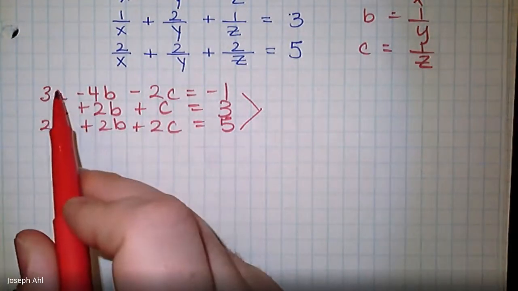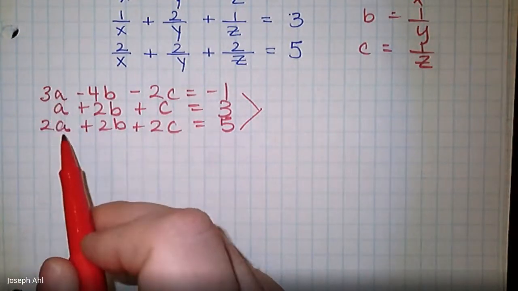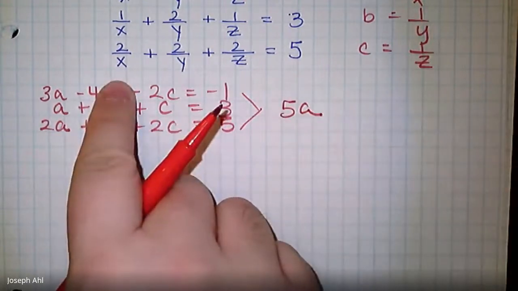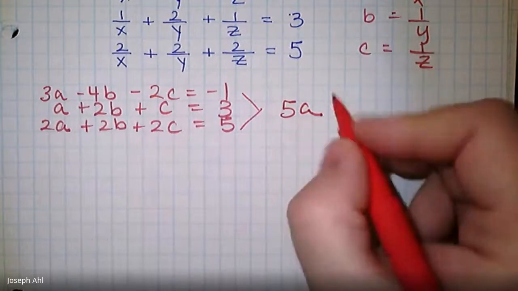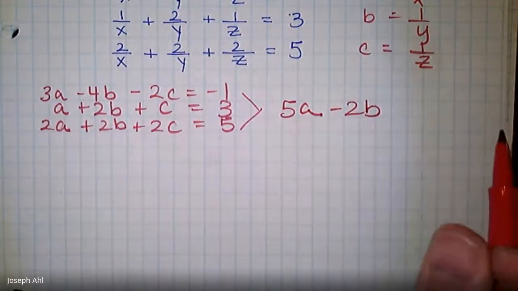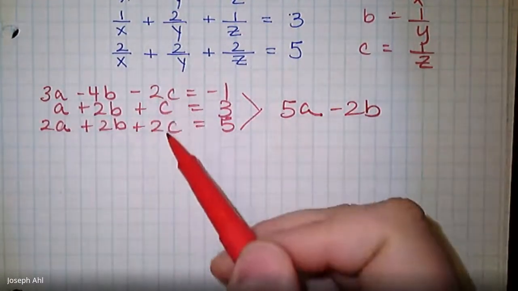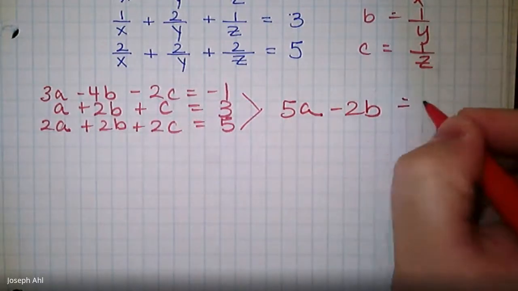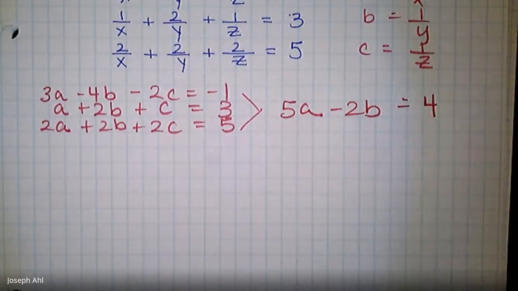So that might not be a bad pair to start with. What would happen with the other corresponding terms? 3a plus 2a is 5a. Negative 4b plus 2b is a minus 2b. And then here we saw the c's would cancel. Negative 1 plus 5 is going to wind up being 4.